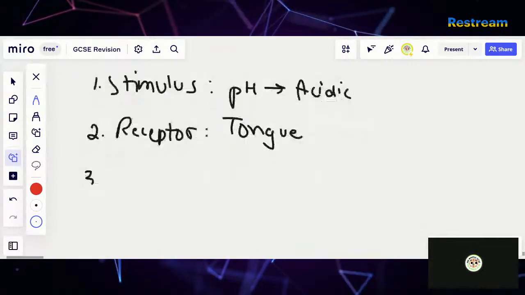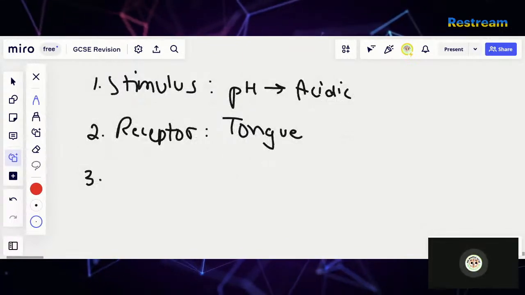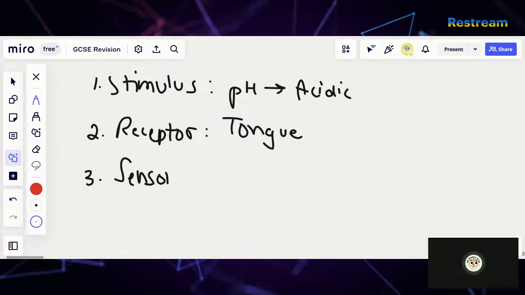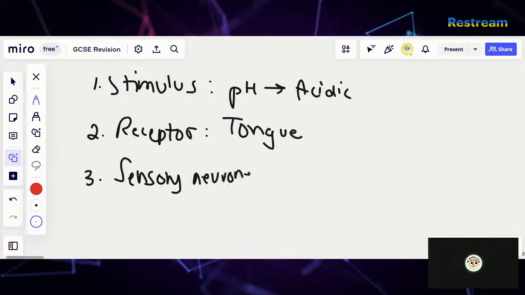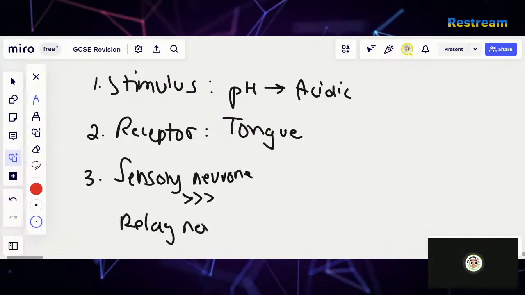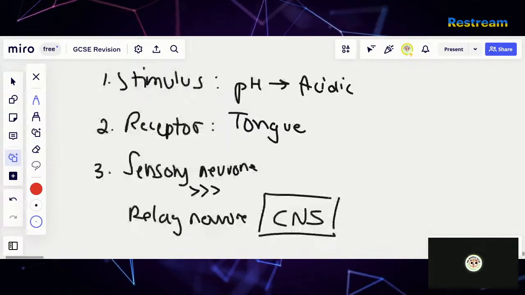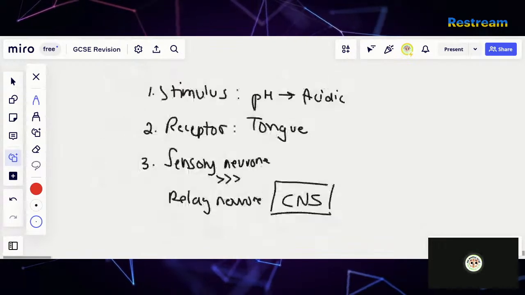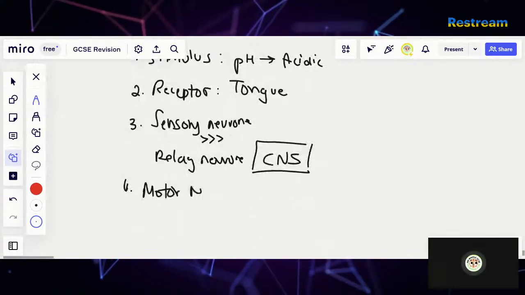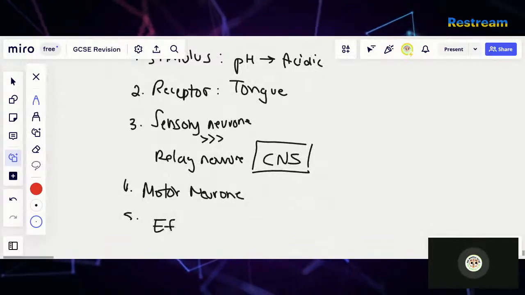Now we have the relay neuron, the motor neuron, and the sensory neuron. The sensory neuron transmits electrical messages to the relay neuron. And at the relay neuron, we have the CNS, the central nervous system, comprised of the brain and the spinal cord. Then we have the motor neuron, and the motor neuron takes it from the CNS to the effector.